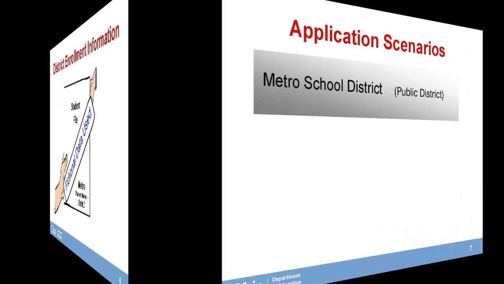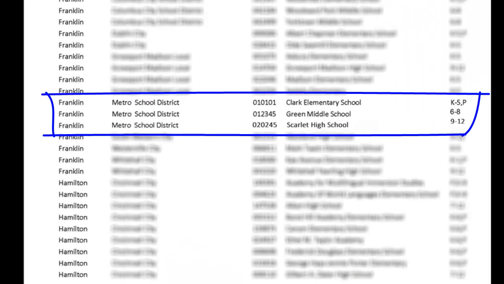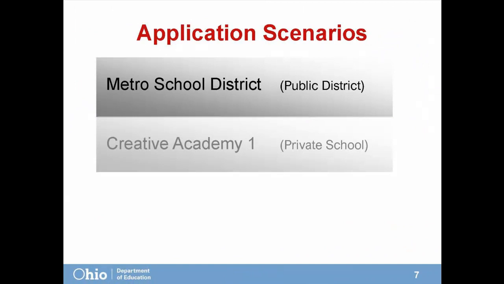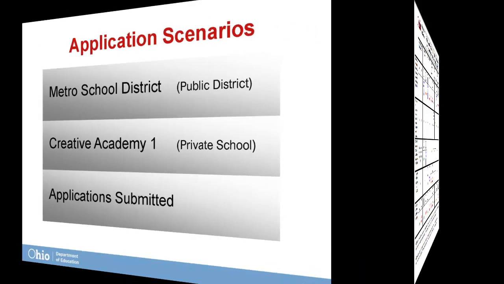In our tutorial example, we are the Metro School District in Franklin County, and we have three buildings: Clark Elementary, a K through 5th grade building, Green Middle School, a 6th through 8th grade building, and Scarlett High School, a 9th through 12th grade building, on the EdChoice designated listing. A local provider named Creative Academy 1 has submitted several student applications within the EdChoice system for our review.